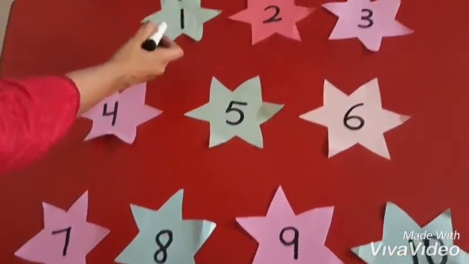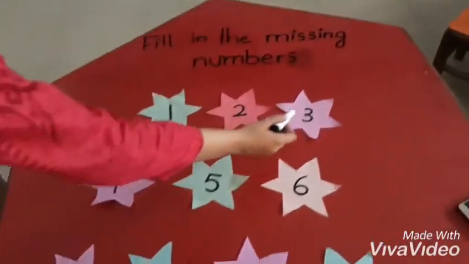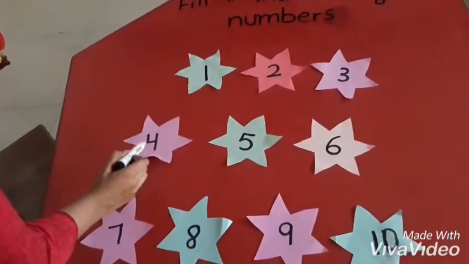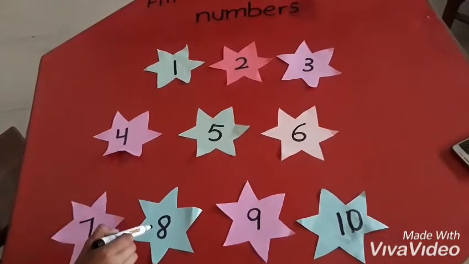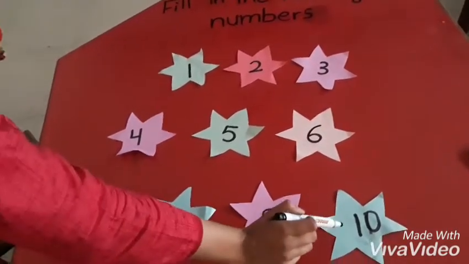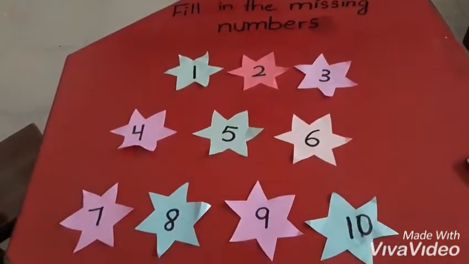1, 2, 3, 4, 5, 6, 7, 8, 9, 10. Now students, come to our maths book page number 5. Fill in the missing numbers.